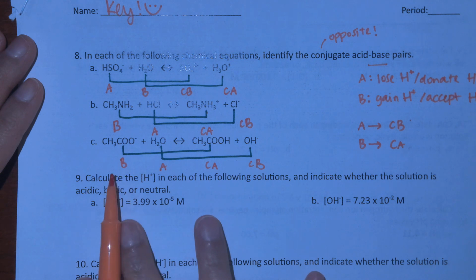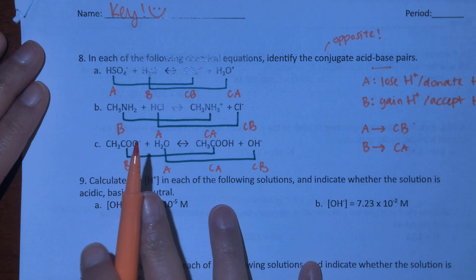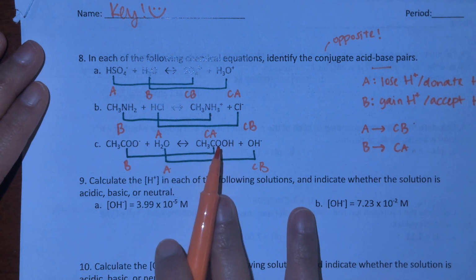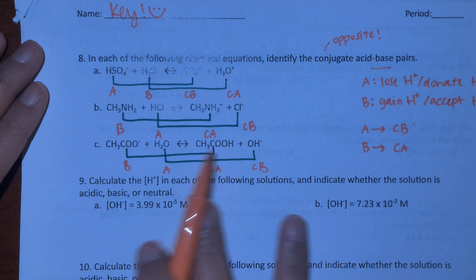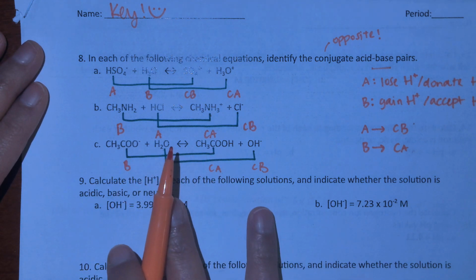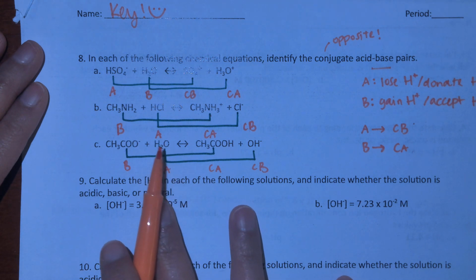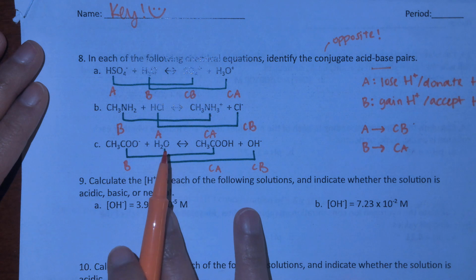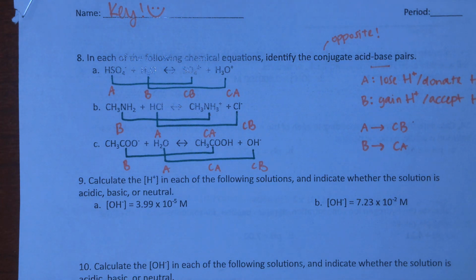Okay, so you should have gotten B, A, C, A, C, B. So this is acetate, acetic acid. So it went from COO to COOH, so it gained a hydrogen, so that makes acetate the base, and then automatically makes water the acid this time, and then the water lost the hydrogen from H2O to OH, so that makes it the conjugate base.